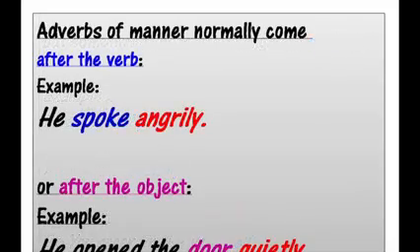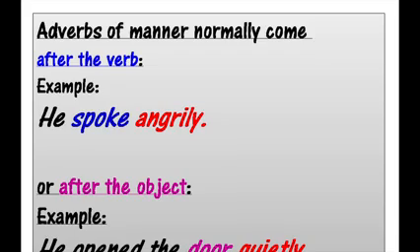Let's now look at the position of the adverb in adverbs of manner. Here we place the adverb normally after the verb. If you see the example, he spoke angrily. Spoke is the verb and angrily is the adverb, which is placed after the verb.